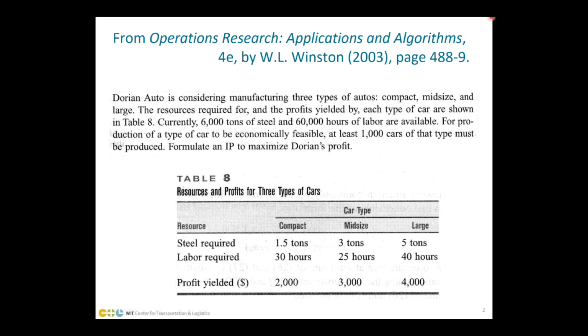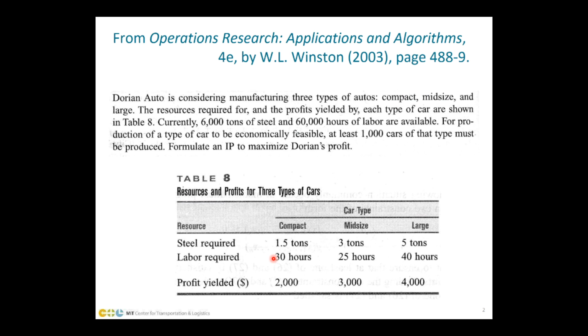There is an auto manufacturer that is considering manufacturing 3 types of cars: compact, mid-size, and large, and each car has a certain requirement of steel. For example, the compact car needs 1.5 tons of steel, and also a certain requirement in terms of hours of labor. For example, the compact car requires 30 hours of labor.